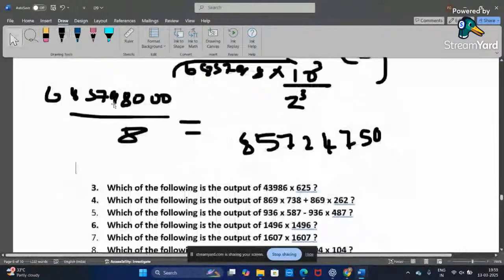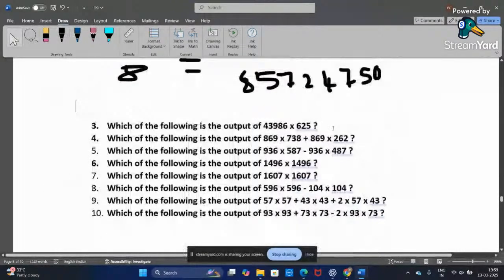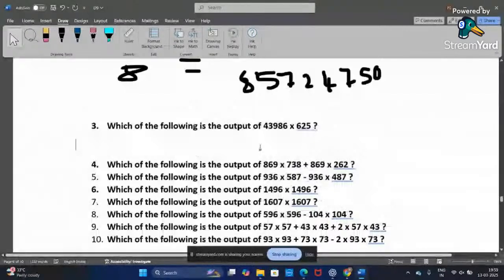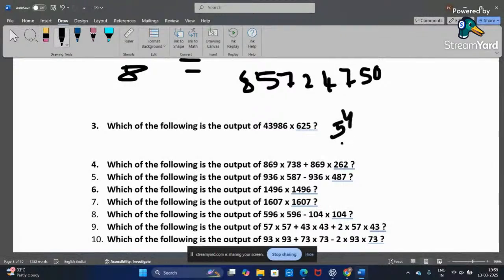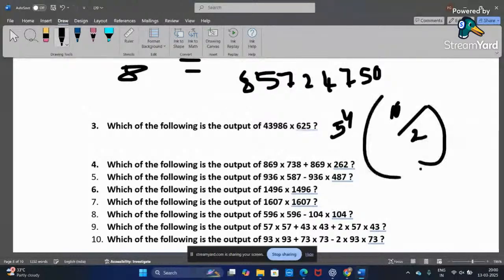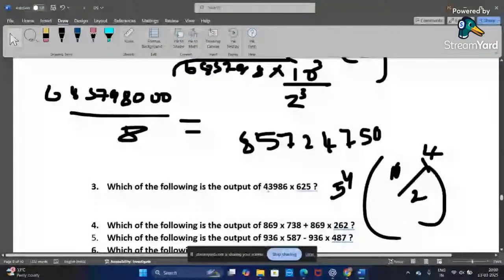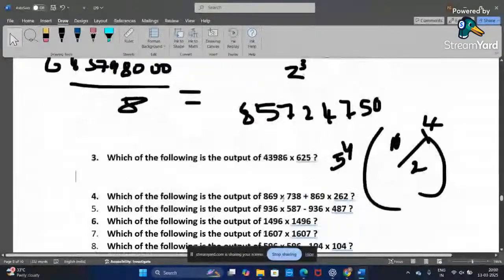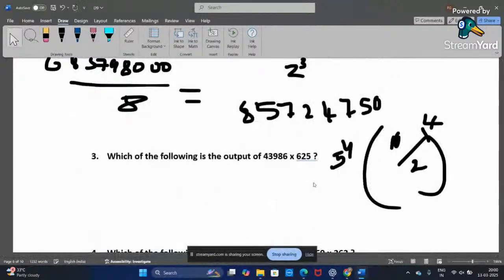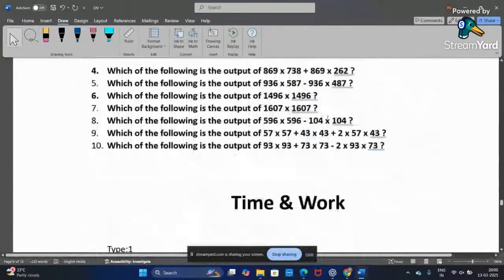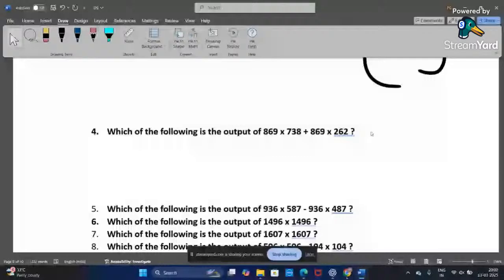Now we will move on to the next one. See, this 625, you can write it as how? 5 to the power 4, right? This 5 to the power 4, we can write as 10 by 2, the whole to the power 4. The same as the previous one. Here we have to write this number and you need to calculate. Okay. Now, I will solve the next one. The third one is homework for you.